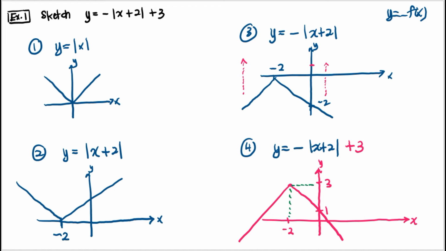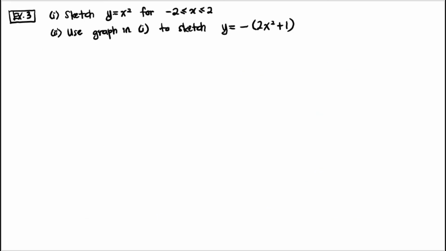All right, let's now move to the third example. Suppose this question asks us to sketch the graph for y equal to x squared for x between -2 and 2. You start by sketching y equal to x squared for x between -2 and 2, meaning that y should be 4. So we have something like this.